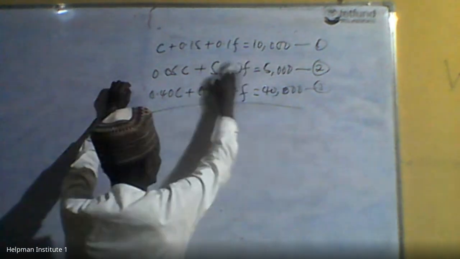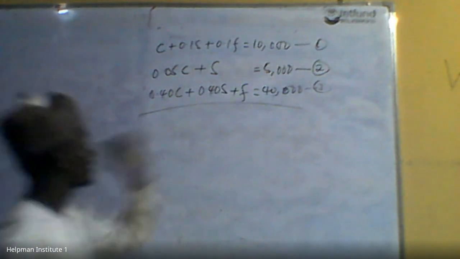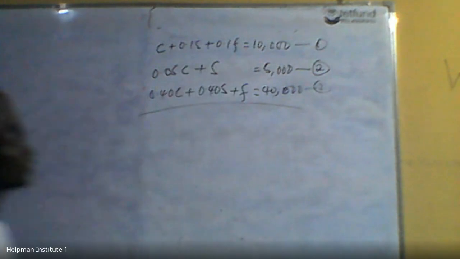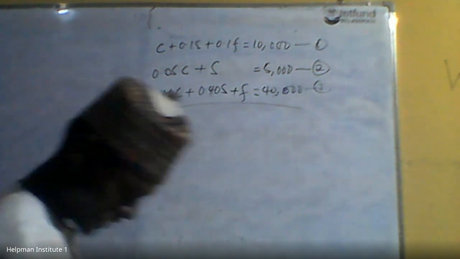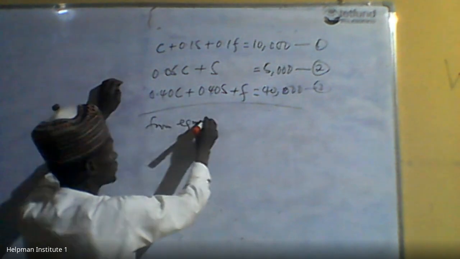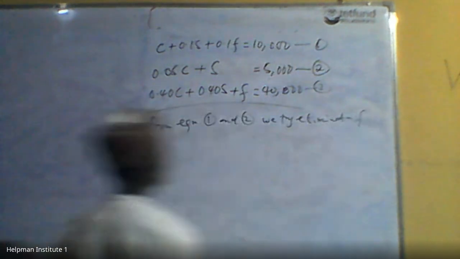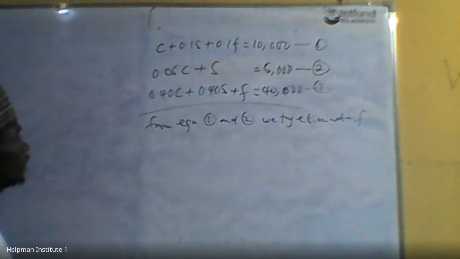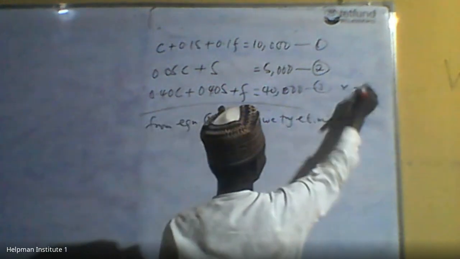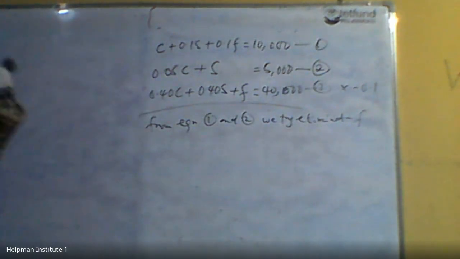If we take a look, equation 2 already has no F, right? From equation 2, we don't have F. So let's try and eliminate F from equation 1 and 2. From equation 1 and 2, we try to eliminate the variable F by multiplying equation 3 by minus 0.1. Are you with me? We are with you.